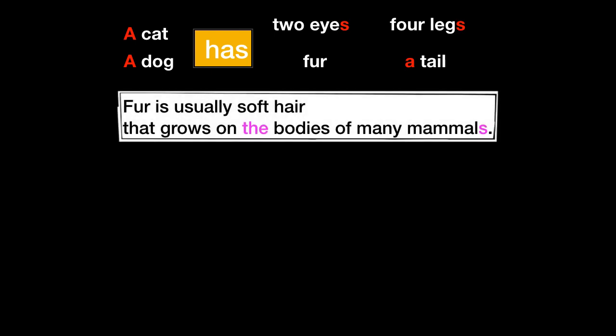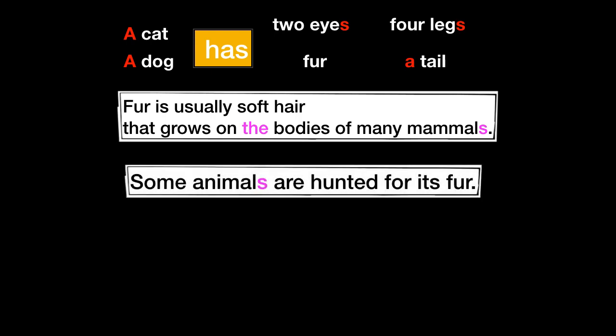Fur is usually soft hair that grows on the bodies of many mammals. Some animals are hunted for their fur, sadly.